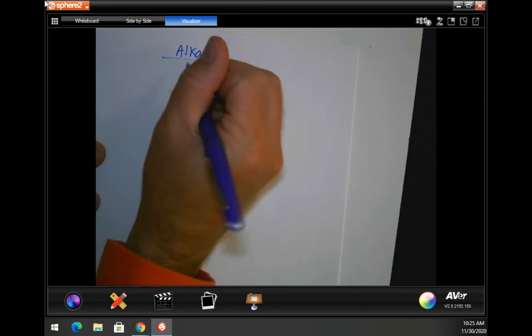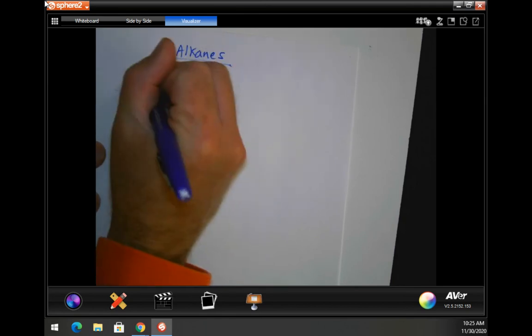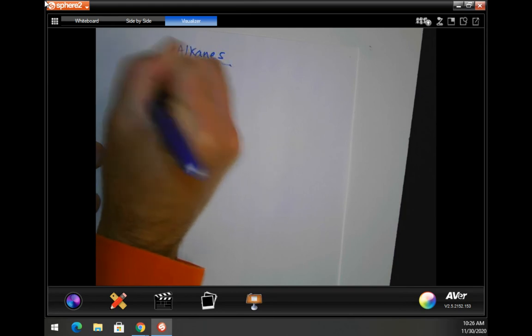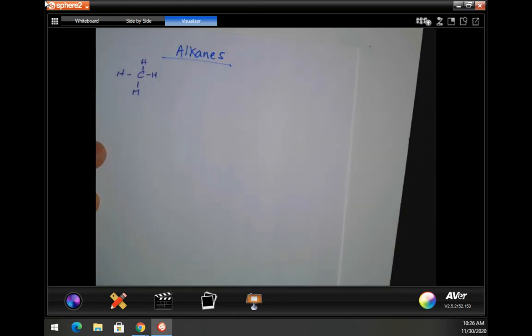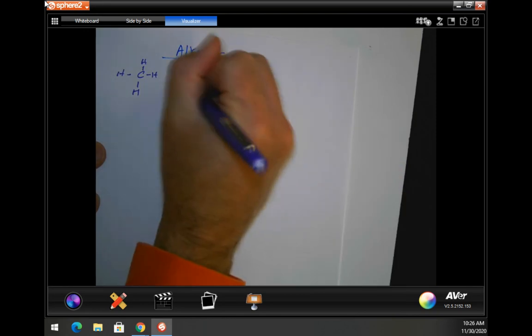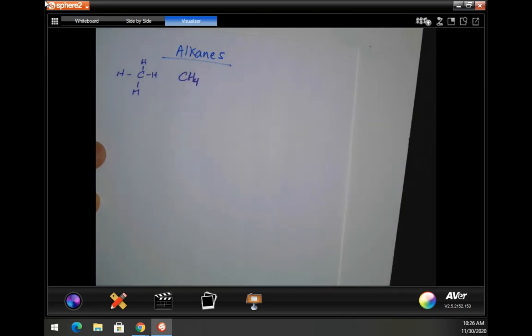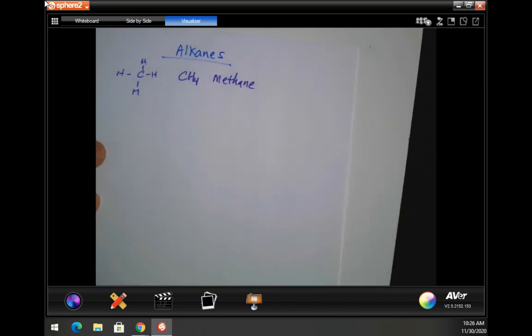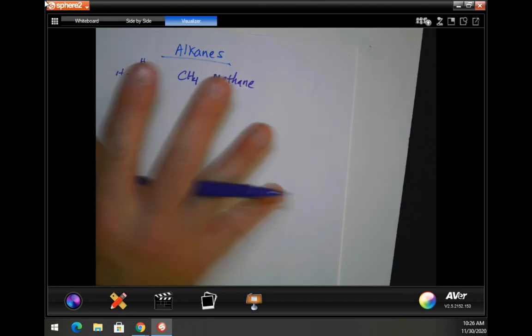The simplest alkane, the only way you can draw it, is this guy right here. Sometimes you'll see it just written like this. And that's methane. We're not going to deal with methane because you can't draw a line structure with methane. It would just be a dot. So I'll just show you that.